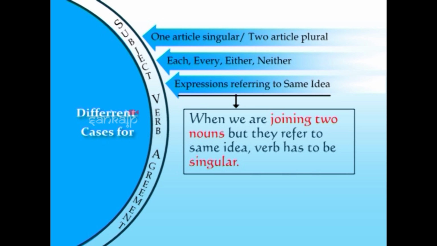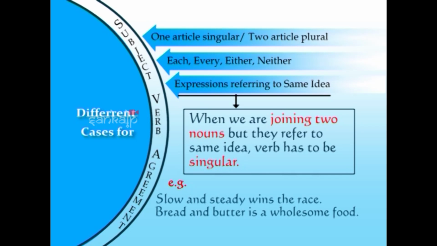Okay. Then you say some examples there already. Like, slow and steady wins the race, you say. Okay, bread and butter is a wholesome food. Likewise, law and order sometimes you use. Law and order, two different things, two different words. But law and order has to be maintained. They refer to the same idea.